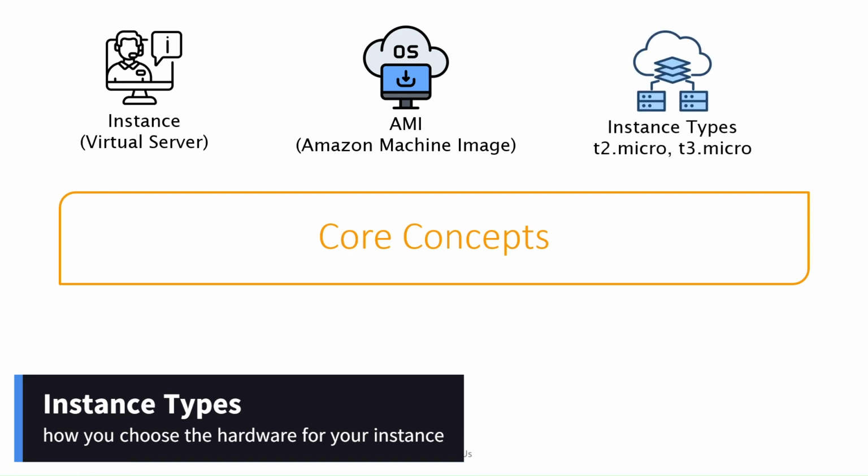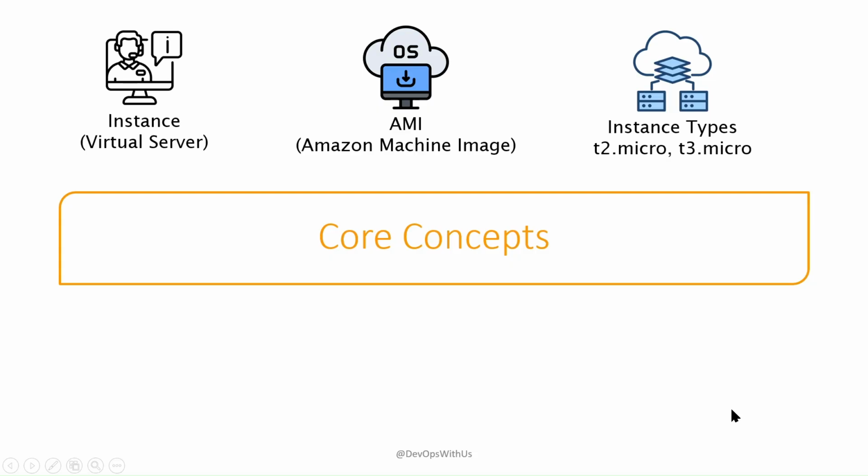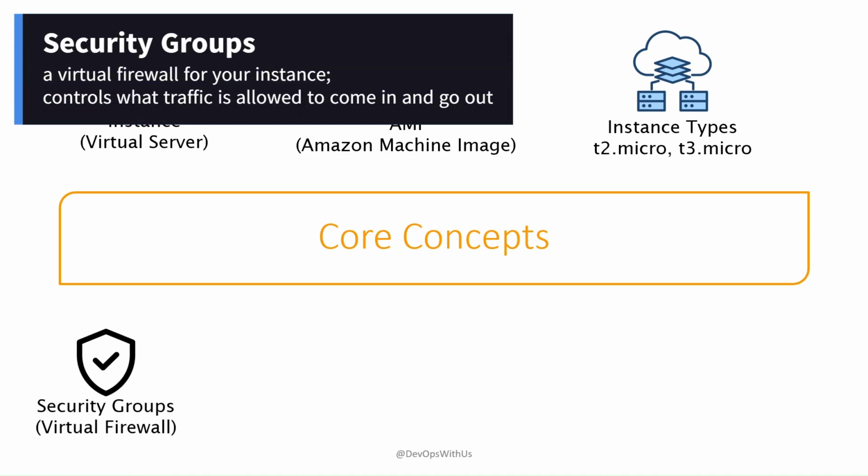Then comes the instance types. This is how I choose the hardware for my instance. AWS offers a huge variety of instance types, each optimized for different tasks, like general purpose, compute optimized, memory optimized, etc. I pick one based on the CPU, memory, storage, and networking capacity my application needs. For example, for a small personal website, I use T2 Micro or T3 Micro, which is a part of the free tier account.